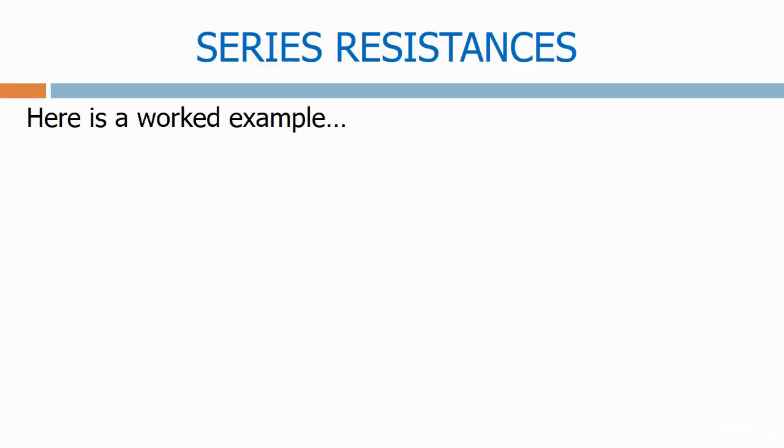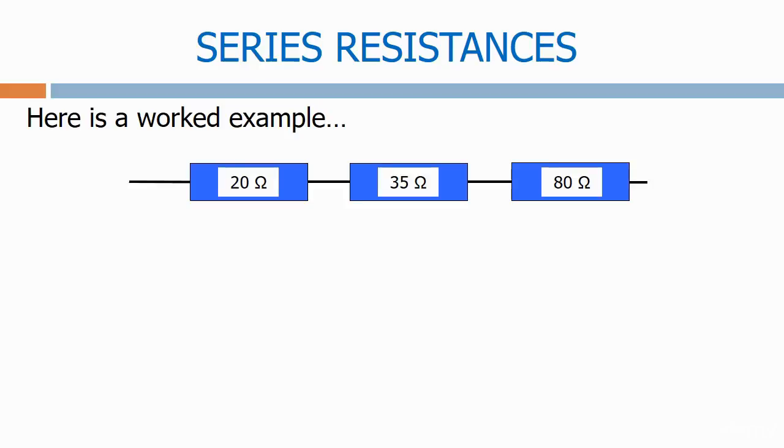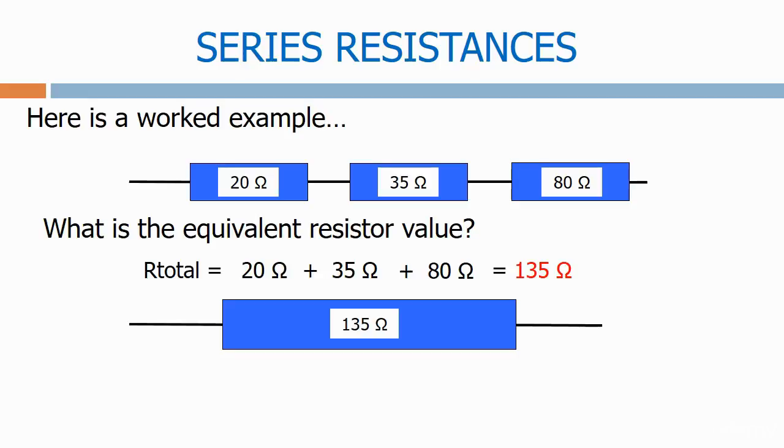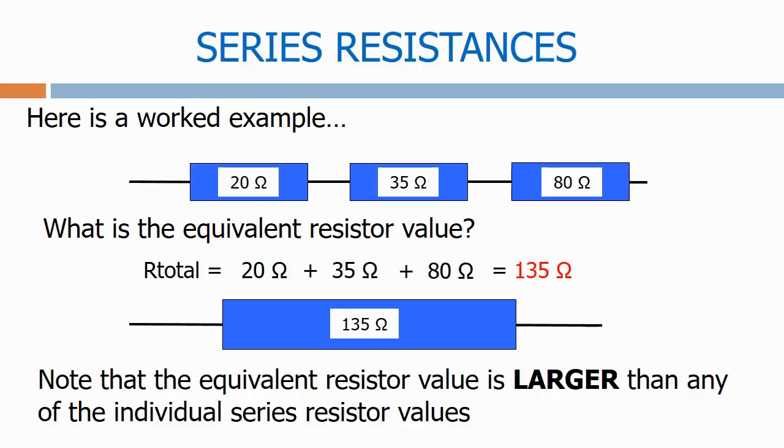Here is a worked example. Here we have a series chain of resistors with values of 20 ohms, 35 ohms and 80 ohms. What is the equivalent resistor value? From the previous slide, R total equals 20 ohms plus 35 ohms plus 80 ohms. Therefore, R total equals 135 ohms. Note that the equivalent resistor value is larger than any of the individual series resistor values.